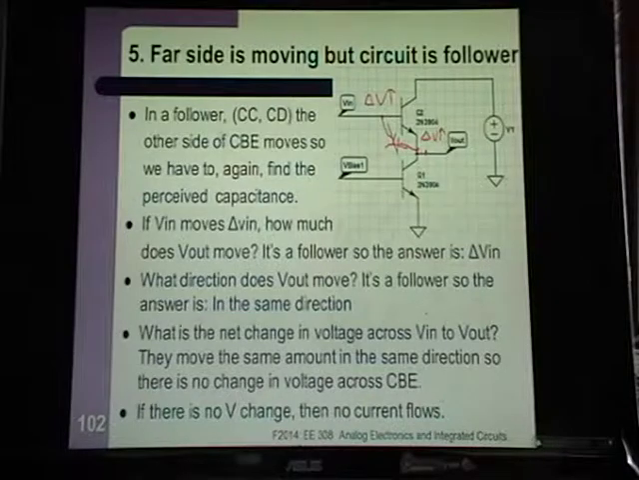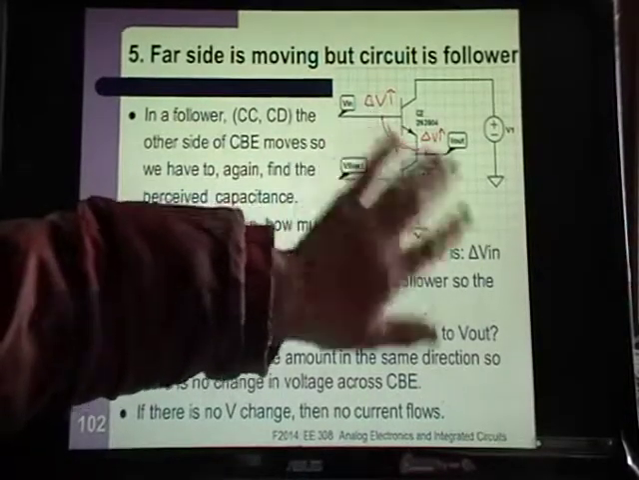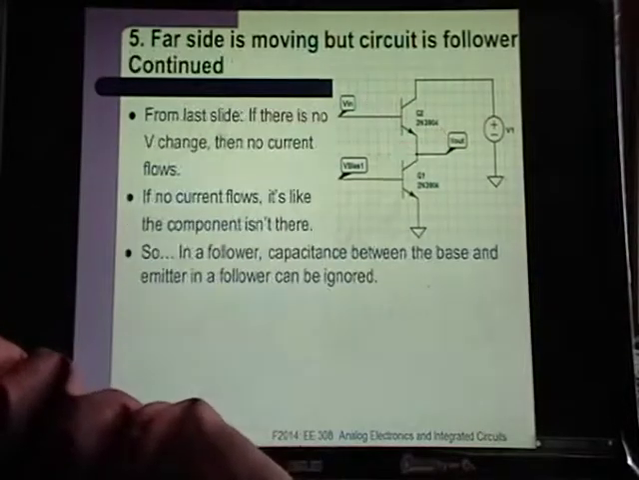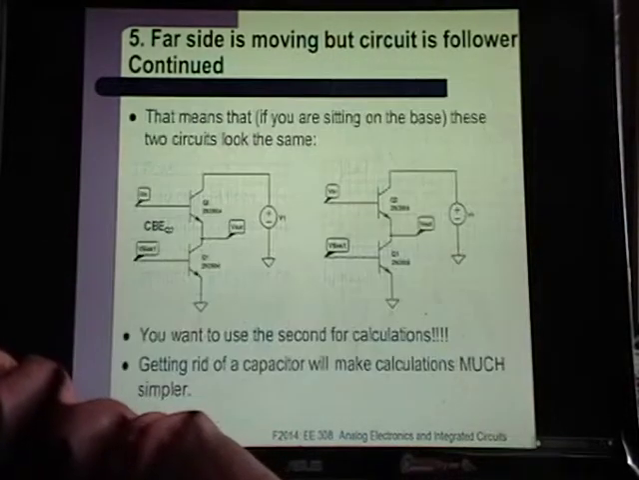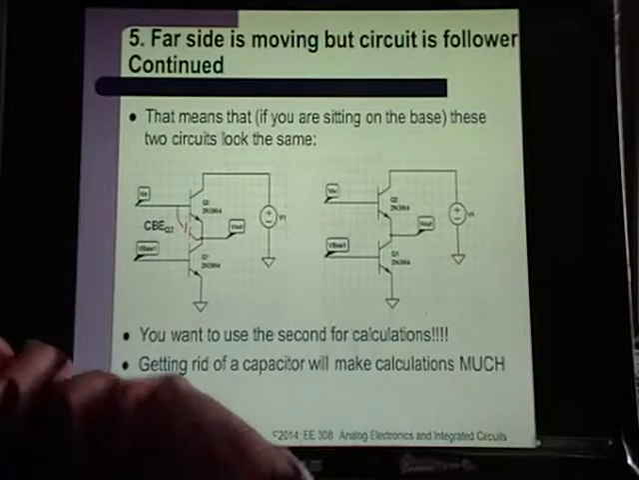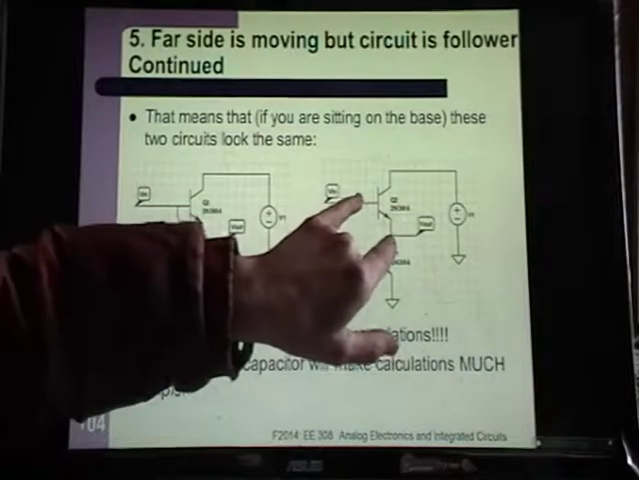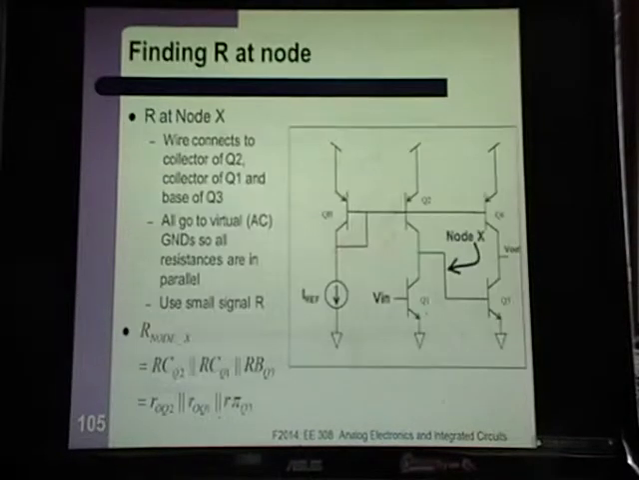So yeah, if there's no change in voltage across the capacitance, you get rid of that capacitance from your model. Even though there's a capacitance there, because both sides move, you ignore it in your final analysis. Okay, so that's the capacitance.